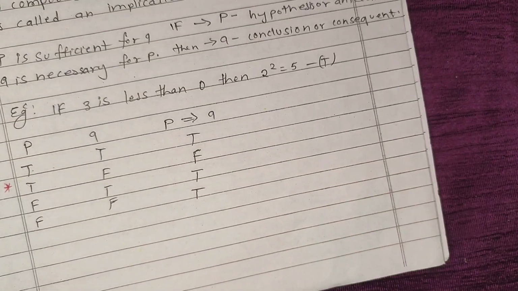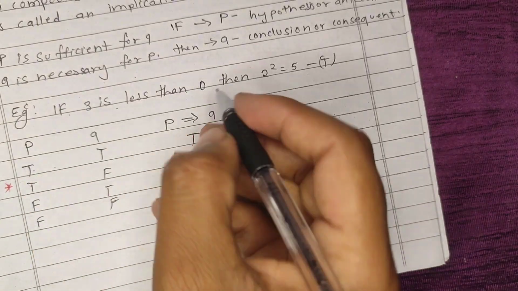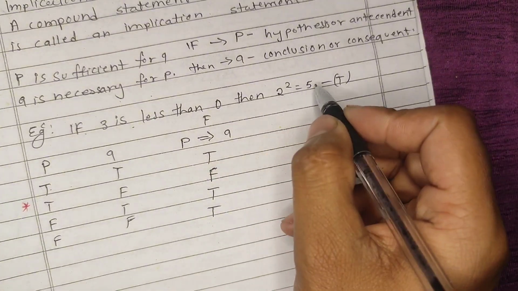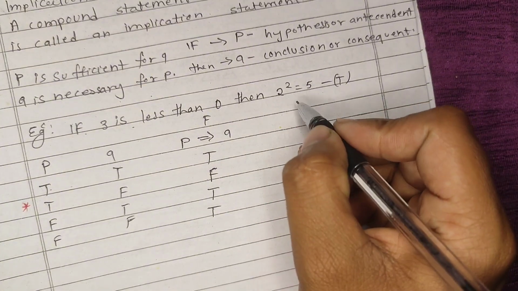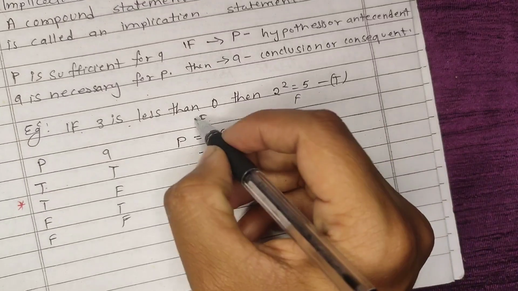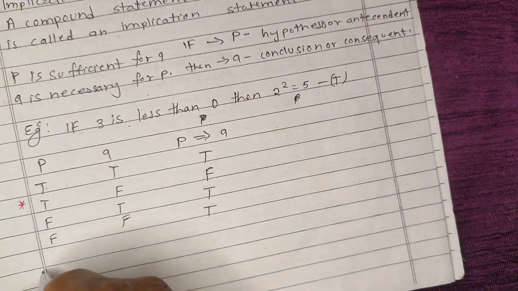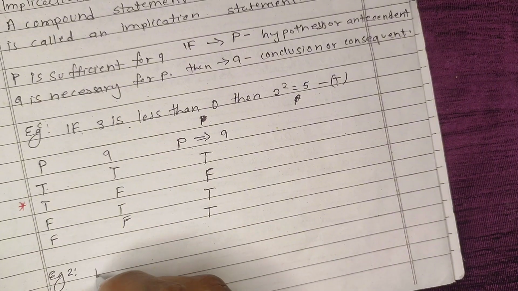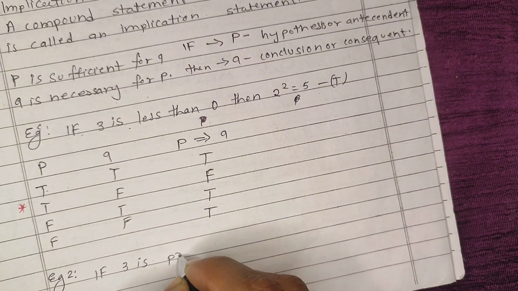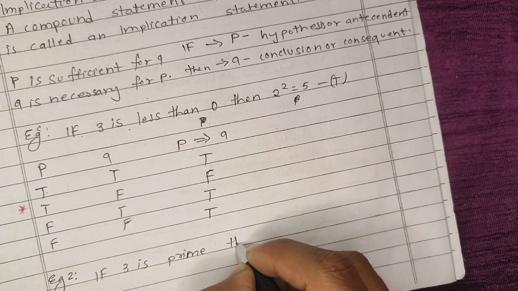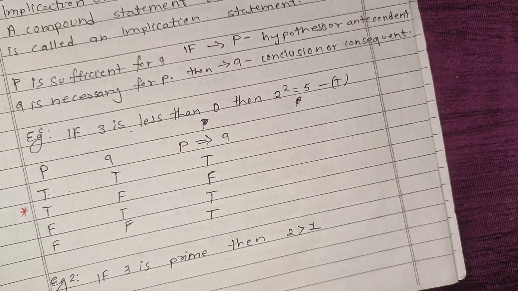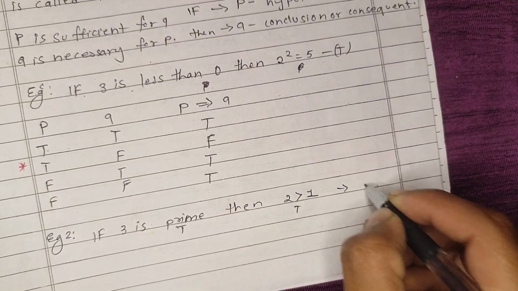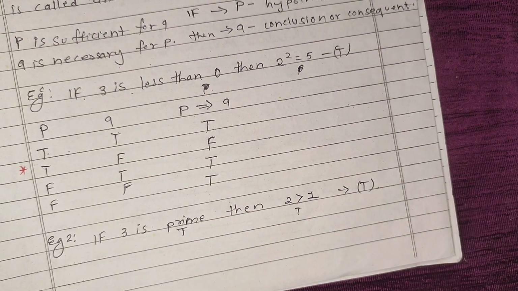Here, if 3 is less than 0, that is false. As a real number, 3 is not less than 0, and 2 square is not equal to 5, so that is false too. Then false implies false is true. Similarly, we can give another example: if 3 is prime, then 2 is greater than 1. Here both statements are true, so it gives the true value. I hope you understand it.